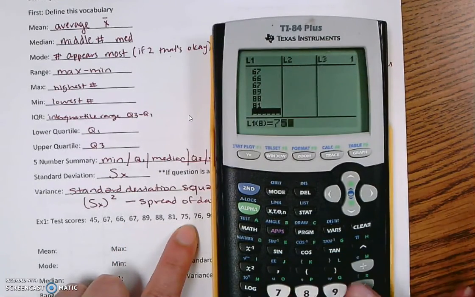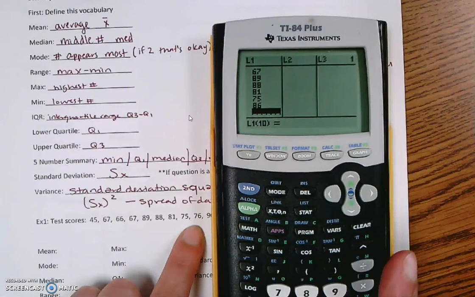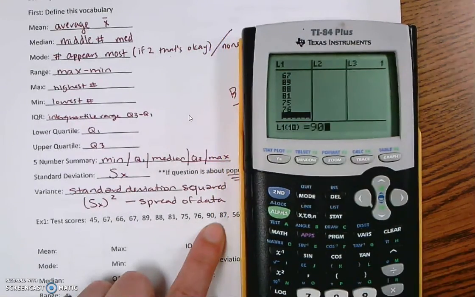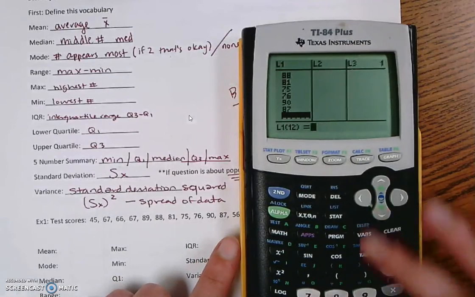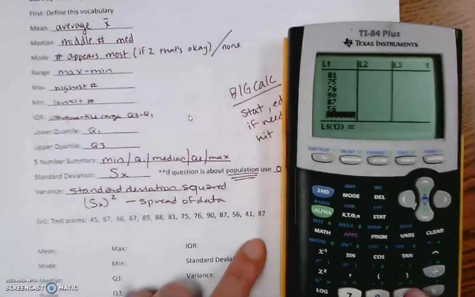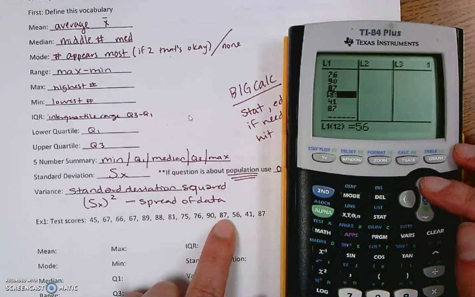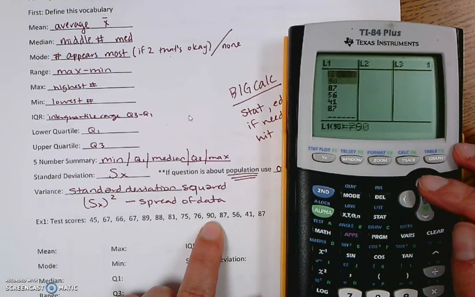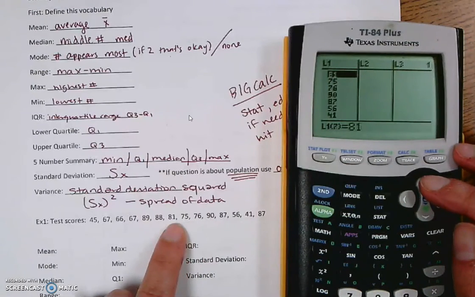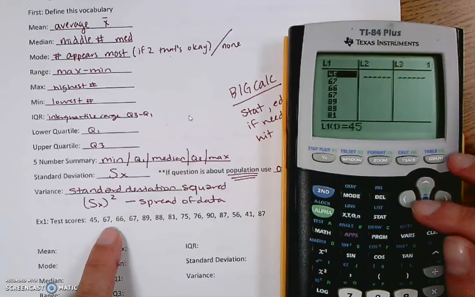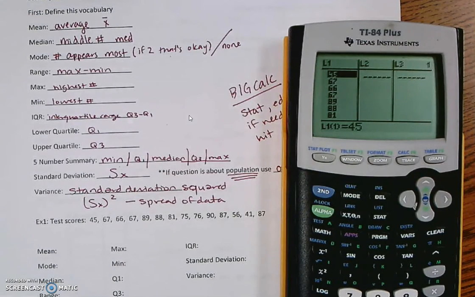You don't have to put them in order before you put them in your calculator. Just make sure that you don't mess up any of the numbers. I always like to go back and make sure that I type them in correctly. So I got 87, 41, 56, 87, 90, 76, 75, 81, 88, 89, 67, 66, 67, and 45. I got all my numbers in list 1. Now, in order to find the mean, median, mode, and range, we're going to use the calculator.